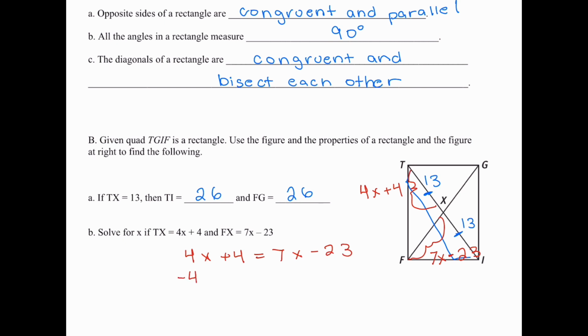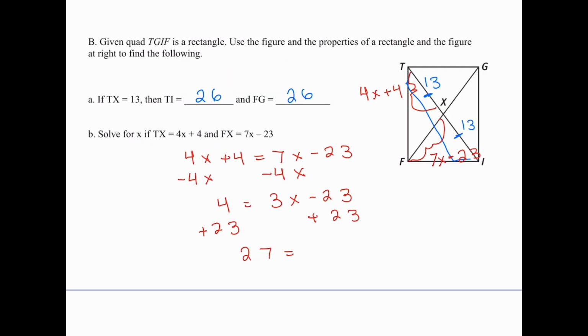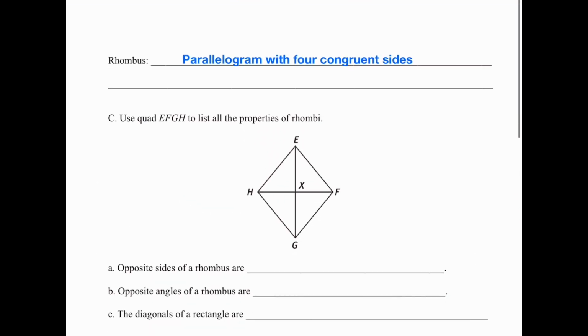I'm going to subtract 4x on either side. And I'll add 23 to either side, leaving me with 27 equals 3x. And if I divide by 3, I get that x equals 9. And so that was all of the properties of a rectangle. Let's move on to talk about a rhombus.